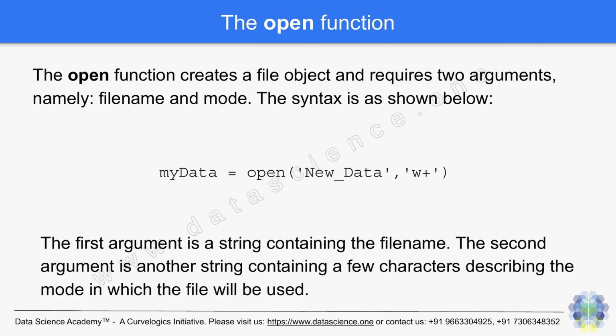The open function creates a file object and requires two arguments, namely, file name and mode. The syntax is as shown. The first argument is a string containing the file name. The second argument is another string containing a few characters describing the mode in which the file will be used. We will have a detailed look at the different file modes.